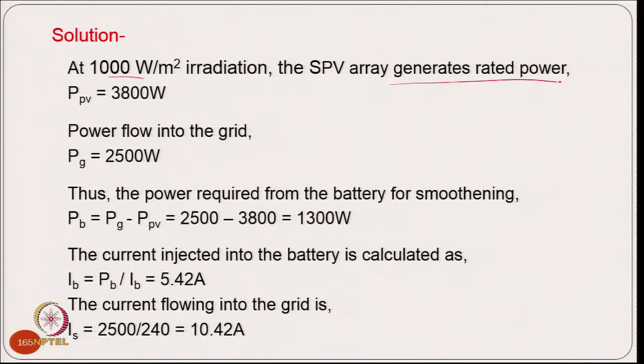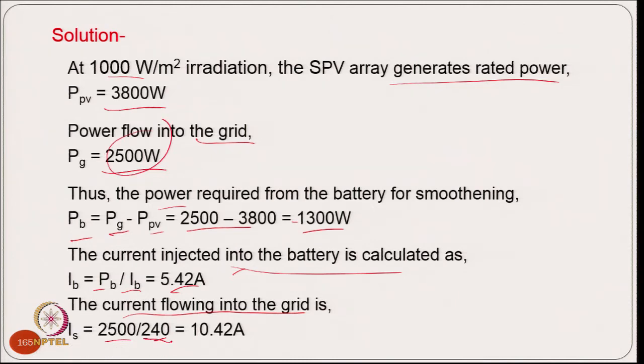So, as solar photovoltaic array generates 3800 watt, and power flow in the grid is 2500 watt. So, the battery power is Pv minus Pg. So, it comes like 1300 watt, and now the battery current, because battery voltage is given to you, from power, we get the battery current of 5.42 ampere, and we get the current into the grid as power divided by grid voltage. So, it comes 10.42 ampere.